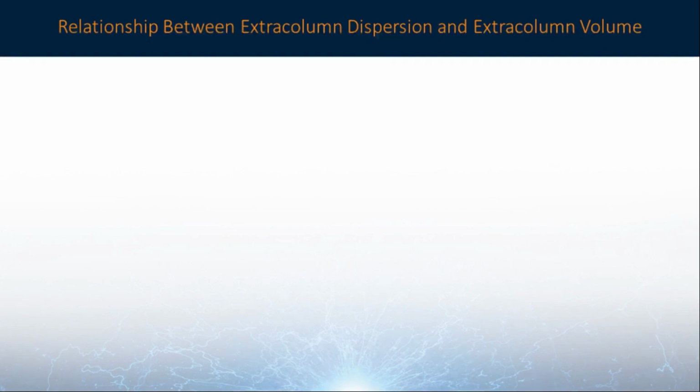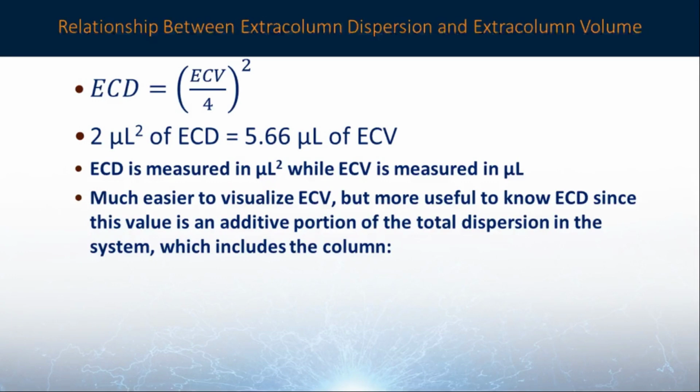Now I would like to take a moment to talk about the relationship between extra column dispersion and extra column volume. ECD can be calculated by taking the square of the quantity of the extra column volume divided by 4. So for example, 2 microliters squared of ECD equals 5.66 microliters of ECV. The ECD is measured in microliters squared, while the ECV is measured in microliters.